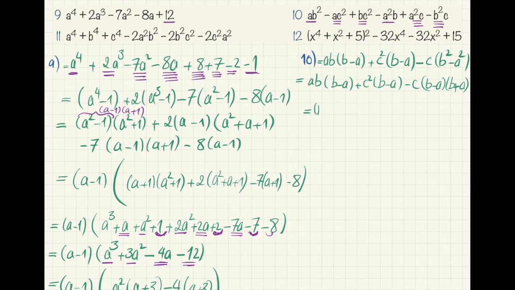So then it becomes b minus a, and then ab is left from the first one, c squared is left from the second one, and then minus c times b plus a is left from the last one. You see, b minus a is pulled out, so ab is left here, positive c squared is left here, b minus a is pulled out, so minus c times b plus a is left. Again, I have to simplify the second factor because it might happen that I can still continue. And this becomes c squared minus cb plus minus ca.